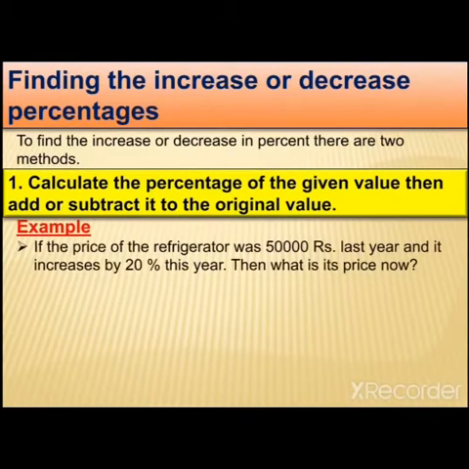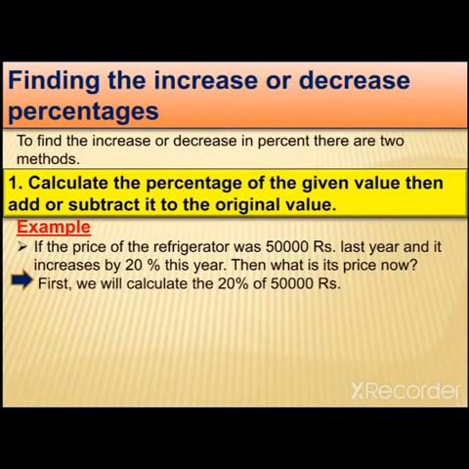Example, if the price of the refrigerator was 50,000 rupees last year and it increases by 20% this year, then what is its price now? First, we will calculate the 20% of 50,000 rupees. It means 50,000 multiplied by 20 by 100 equal to 10,000.